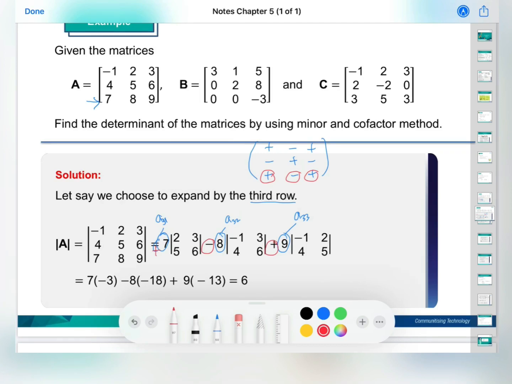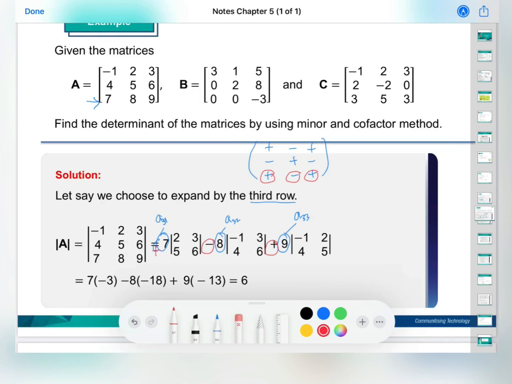So this is the easiest way to do it. You don't have to do it step by step as just now, which means you find M31 first, M32 first, or M33. You can do it directly like this one.